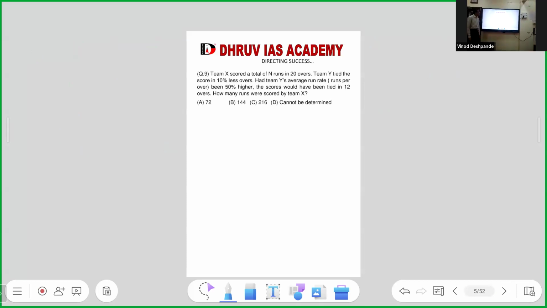The fifth problem. Team X scored a total of n runs in 20 overs. Team Y tied the score in 10% fewer overs. Had Team Y's average run rate, that means runs per over, been 50% higher, the scores would have been tied in 12 overs. How many runs were scored by Team X? Options given: 72, 144, 216, and cannot be determined.